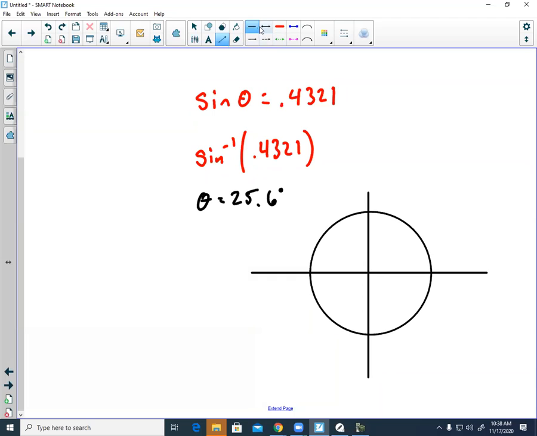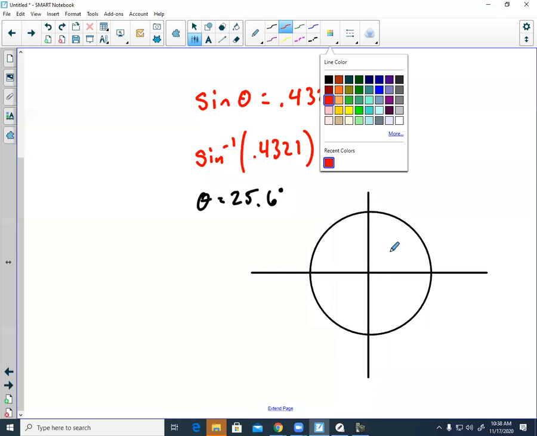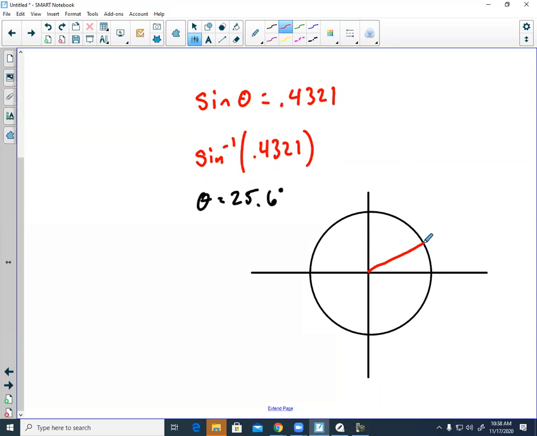If I look at 25.6, I can clearly see that I would have a sine value going this way, and this would give me my positive 0.4321. That is one of the areas where I am going to have the 0.4321 as the sine value. If I go the opposite direction, it is still 25.6 away, and it has the exact same height as the other one. That height and that height are the same. So there is another angle that will produce the exact same sine value. That angle is going to be all the way to here.